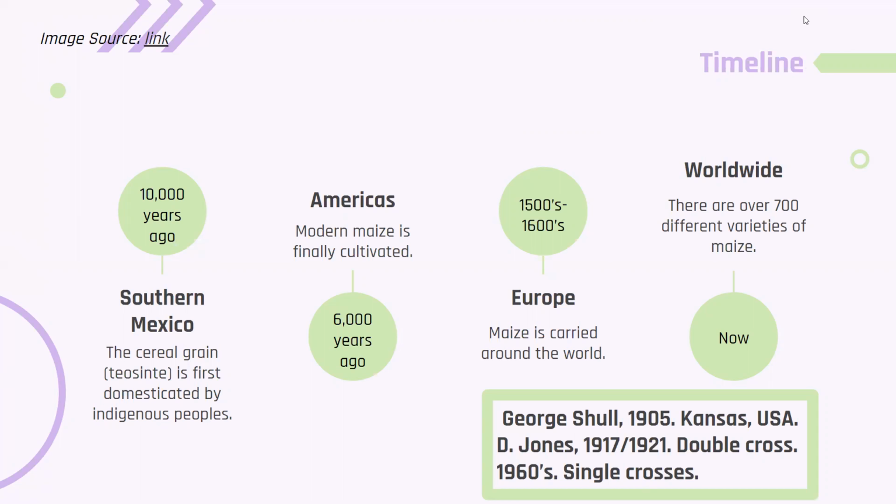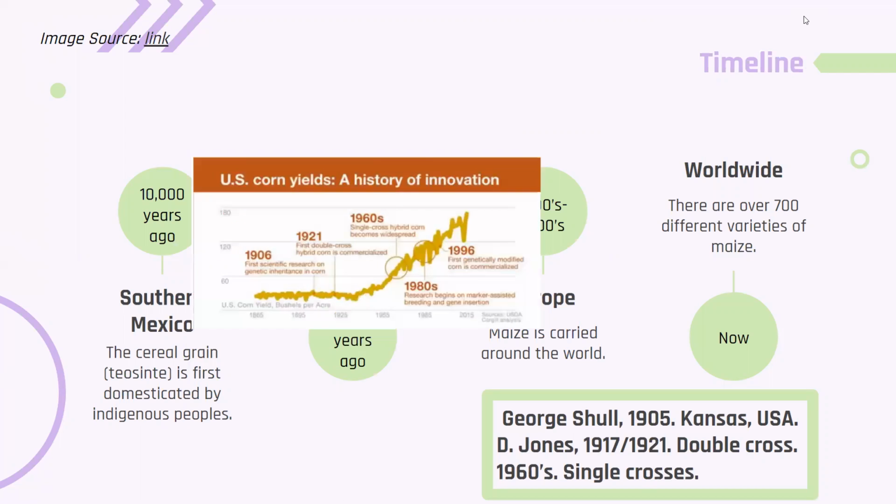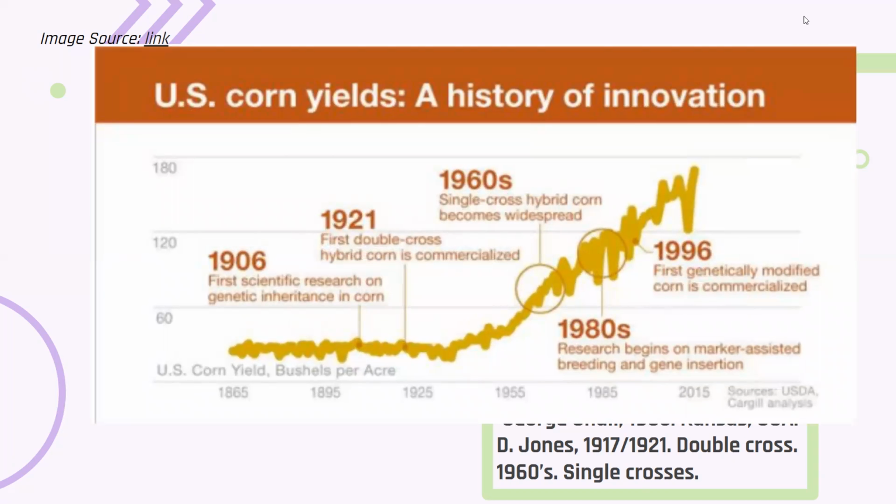Some other important times and names would include George Scholl being the first person to start the scientific research on corn hybrids in 1905. Then it wasn't until 1917 and 18 that Donald Jones founded the double cross hybrid. And then it took until 1921 for this cross to go to market. Years later, in the 1960s, is when the single cross was finally commercialized. This image shows these developments and the increases in yields correlating with these discoveries.